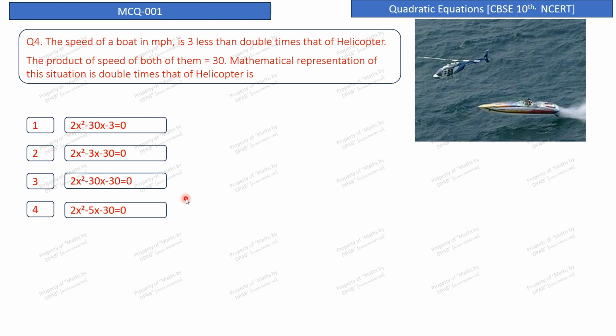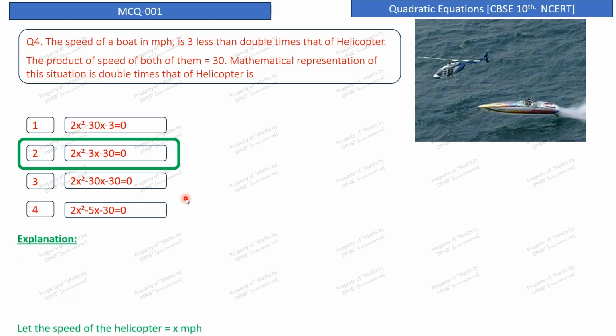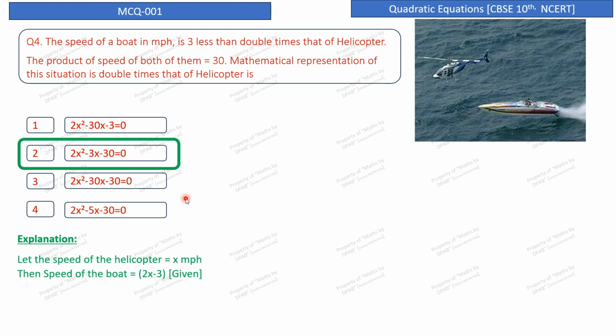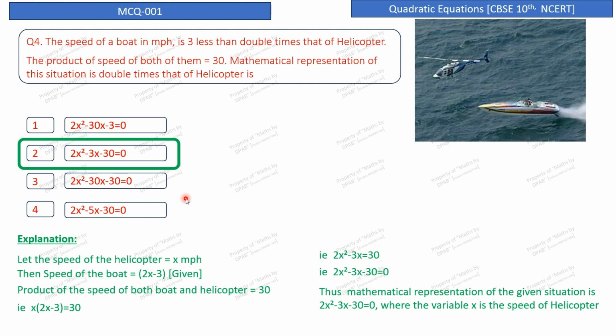Please pause this video and try to give the answer. And if you have selected the answer as 2, then you are right. Why the other answers, options 1, 3 and 4, are wrong, you can find out from the step-by-step answers explained here. If you pause this and learn the step-by-step, everything is given. The final answer is 2x square minus 3x minus 30 equal to 0, which represents this mathematical way of the situation.